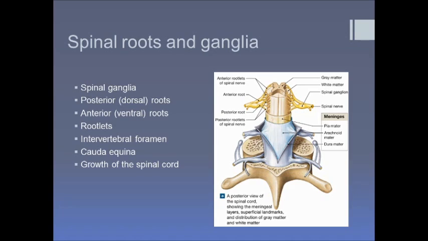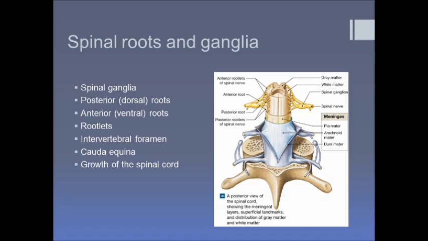So you'll see that as a theme throughout the spinal cord. Anything that's dorsal is usually for sensation. Anything that's ventral is usually for motor responses. Those roots come together to form rootlets. They pass through the intervertebral foramen, so the space in between vertebrae. At the bottom of the spinal cord, where it ends, those free nerves that are floating in that space are called the cauda equina.